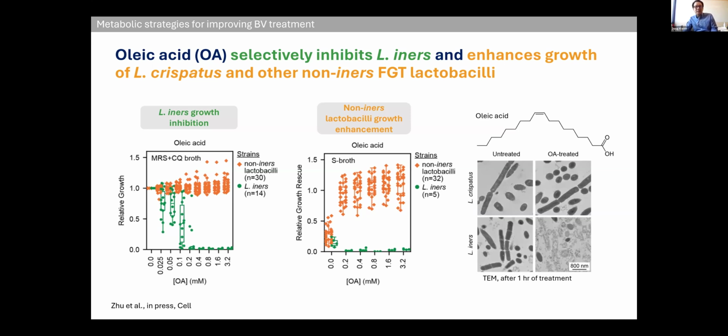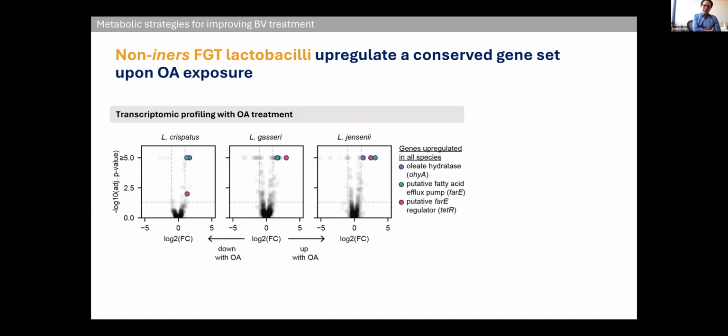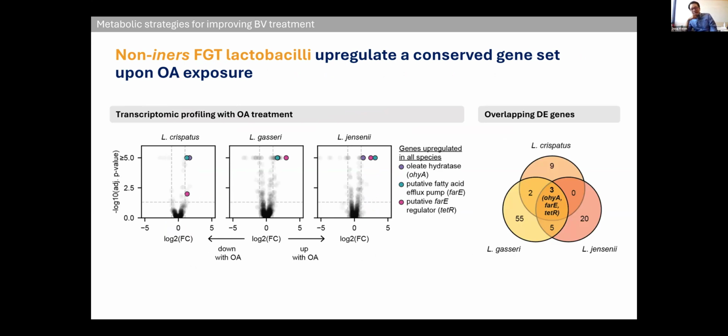So we wanted to better understand what properties of oleic acid and some of the other related unsaturated long-chain fatty acids might be conferring this. And so we looked transcriptionally at bacterial activities after being exposed to oleic acid. And what we saw was that there's a conserved genetic response to oleic acid between multiple different non-iners lactobacilli. That consists of three genes primarily. One is OhyA, which is an enzyme that hydrolyzes oleic acid. Then there's FarE, which is a pump that transports oleic acid, and then TetR is a regulator of that transporter.